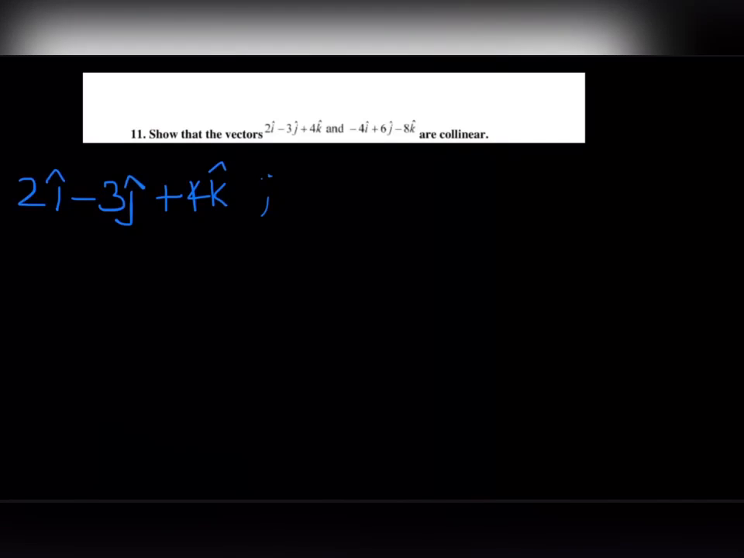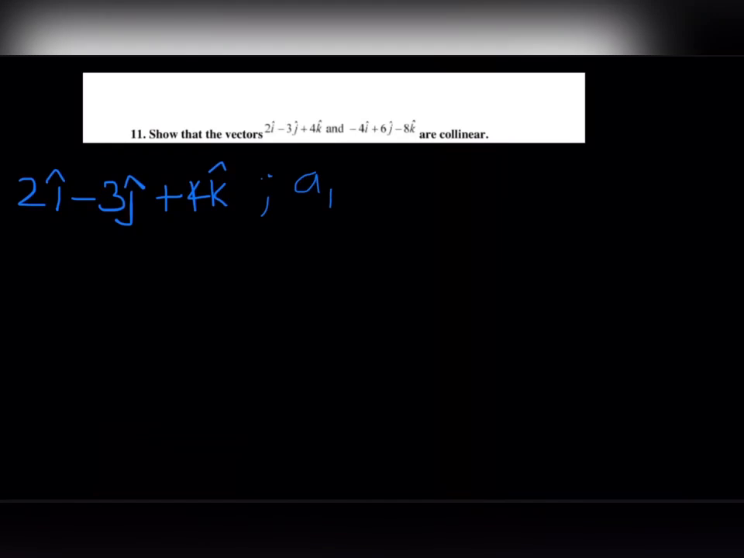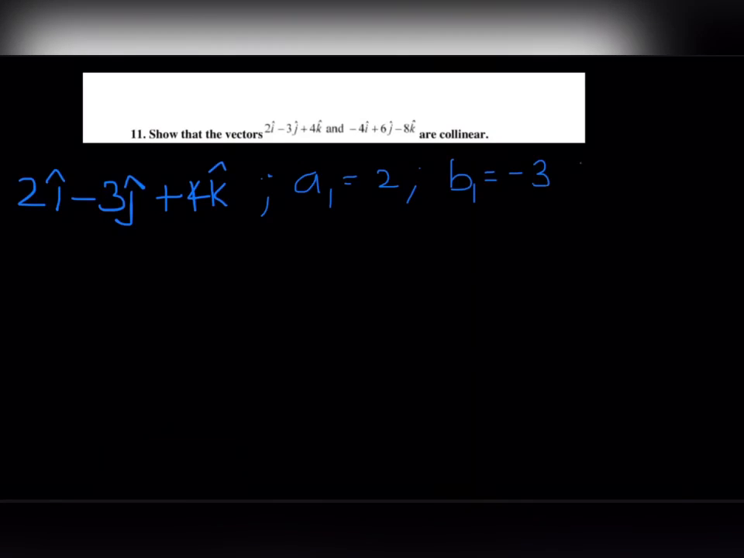Moving on to the next question, question 11. Show that the vectors 2i cap minus 3j cap plus 4k cap and minus 4i cap plus 6j cap minus 8k cap are collinear. So the first vector 2i cap minus 3j cap plus 4k cap. Let us take the scalar components of the first vector as a1, b1 and c1 and scalar components of the second vector as a2, b2 and c2. So here a1 is equal to 2, b1 is equal to minus 3 and c1 is equal to 4.